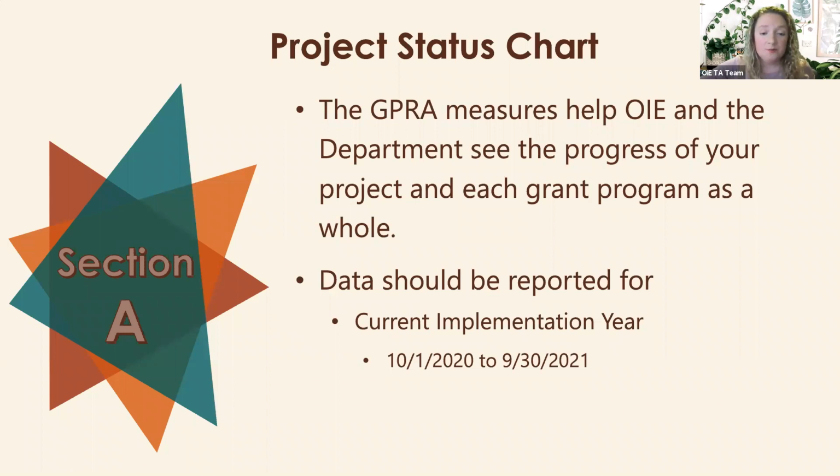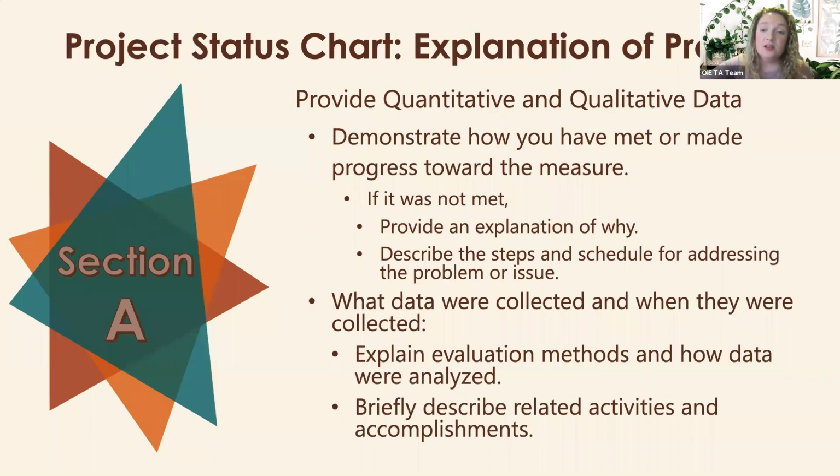The next part is looking at your explanation of progress. So you're reporting your quantitative data at the top. That's where you're putting in those numbers. But down below is your explanation of progress, where you get to provide that more qualitative data. I like to think of it as really providing that more full picture of what's going on behind those numbers.